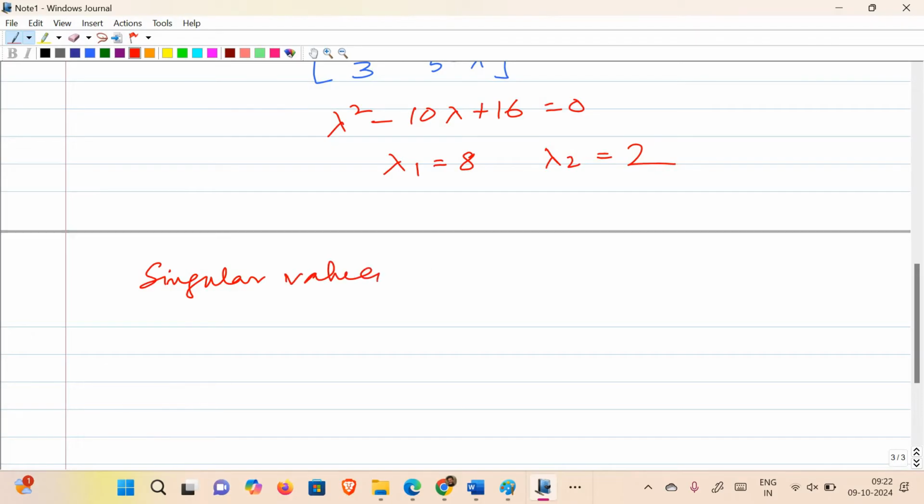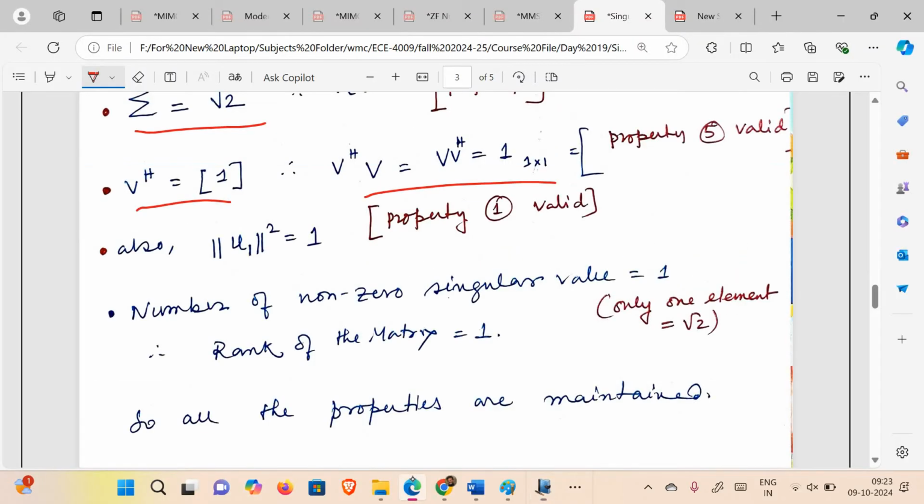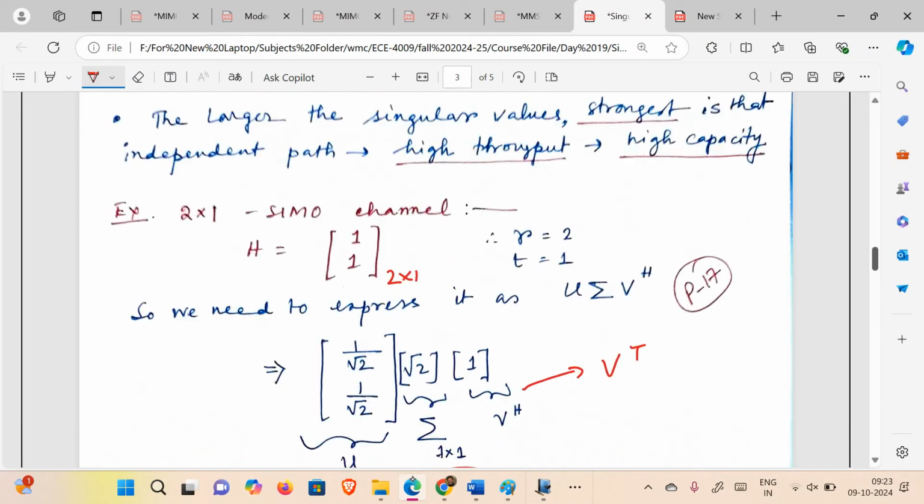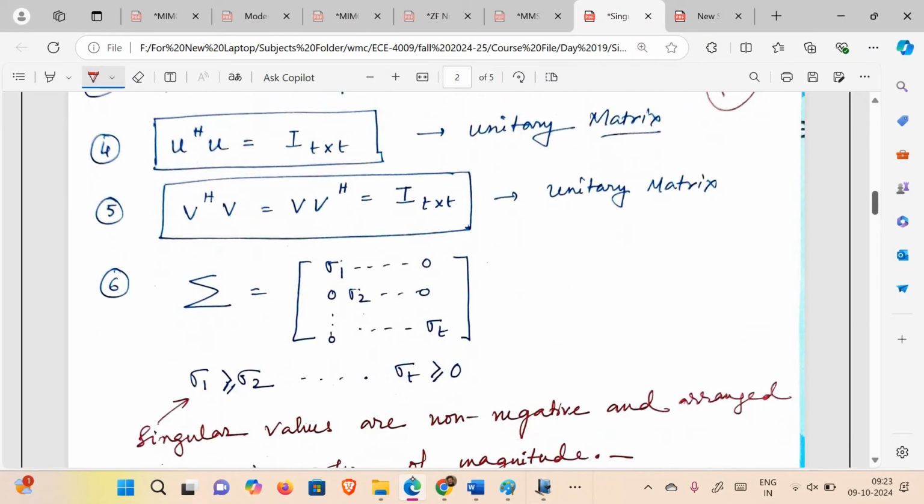What are the singular values? Singular values are nothing but the elements of the sigma array. So our sigma array looks something like sigma 1, 0, 0, sigma 2. Why? Can anyone tell me why it is like this? Because if you go back to the material, if I show you the material once again, your sigma looks something like this.